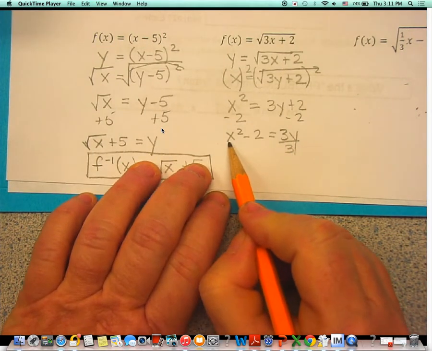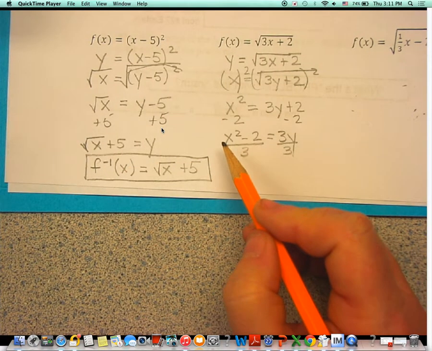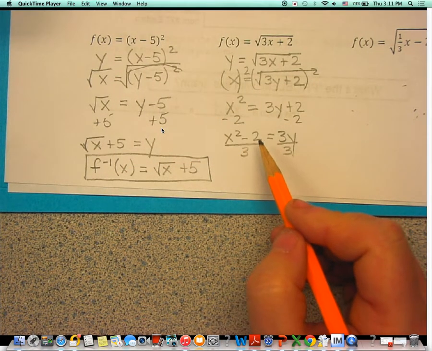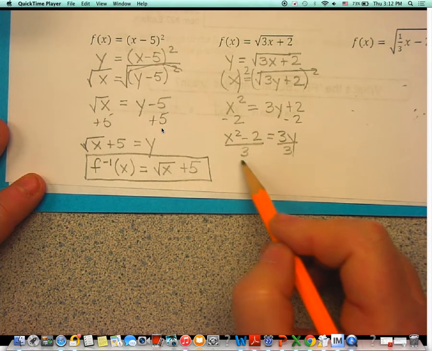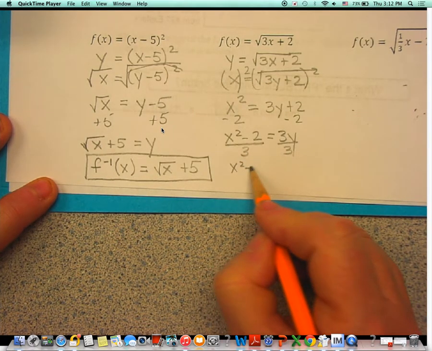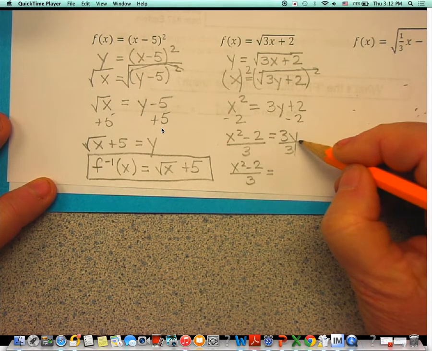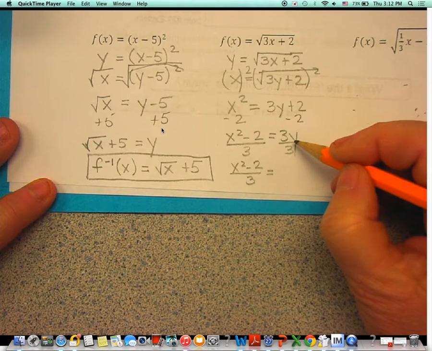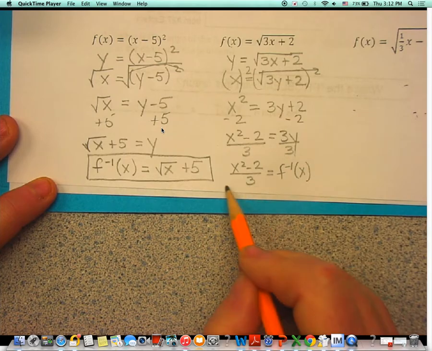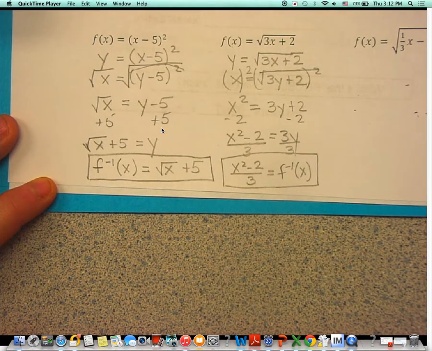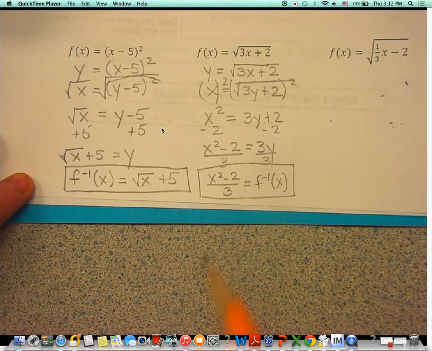Now we're going to divide everything by 3. We're going to divide this whole thing over here by 3. You could put 3 underneath the x squared and a 2, it would be the same thing. This is a little simpler, and this is the way you will probably see it on a test. So we're going to leave it like this. I'm going to say x squared minus 2 over 3 would equal y, right? Let's just go ahead and replace the y with the function notation f to the negative 1 of x. Okay, did we end up with a square? Yes.